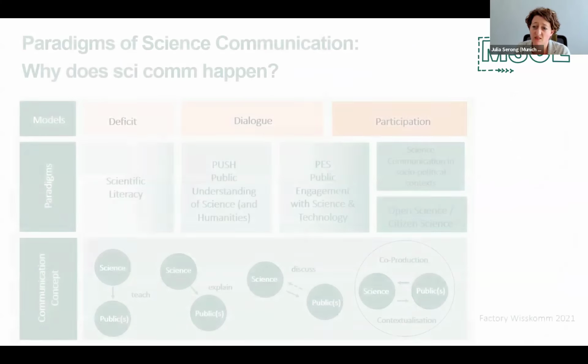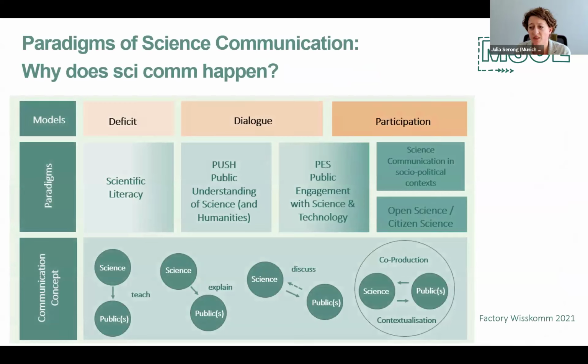Coming to the next step in this process, why does science communication actually happen? I know that we talk a lot about these different paradigms of science communication, which perhaps might also change chronologically, historically, although right now in the present time we see all of these paradigms still in action, still valid. We talk a lot about the deficit model. Well, I'm not going into detail. If you have any questions about that, I can explain later.